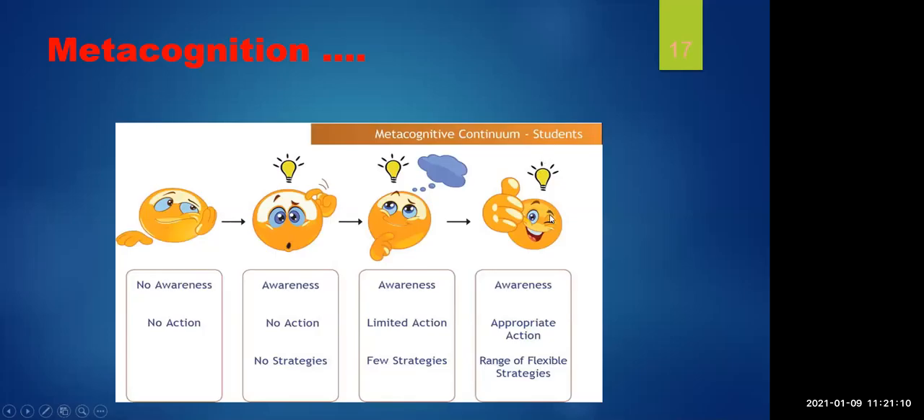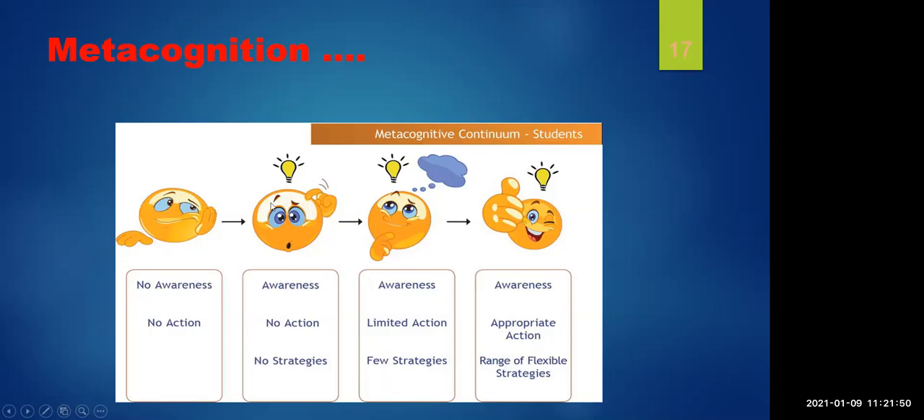So this is a classification of the poor, average, and good student. There is no awareness, no action. Here he has awareness, he thinks that he does not have any knowledge, but he is not taking any action, no strategies. Here awareness is there, he lacks knowledge, limited action, few strategies, he is an average student, just doing enough to clear the subject. And the very good student has awareness, prepares, takes appropriate steps, and does well in the test. This is what the topper students will be doing.